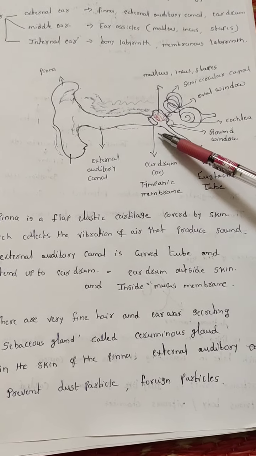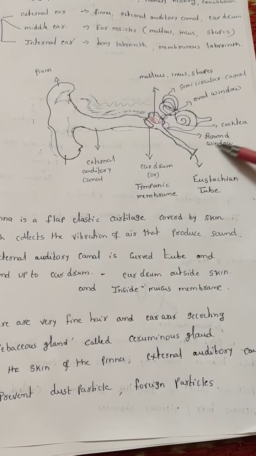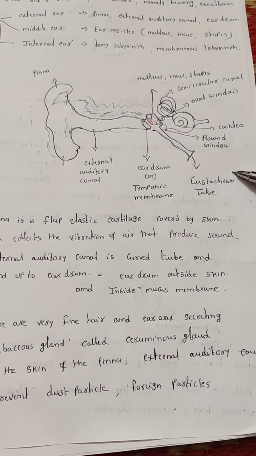Here the middle ear is connected with a tube called the Eustachian tube. It is connected to the pharynx region.